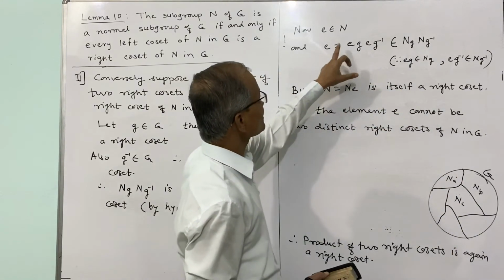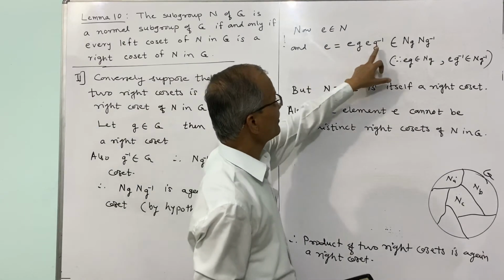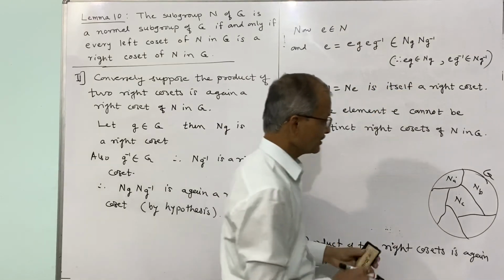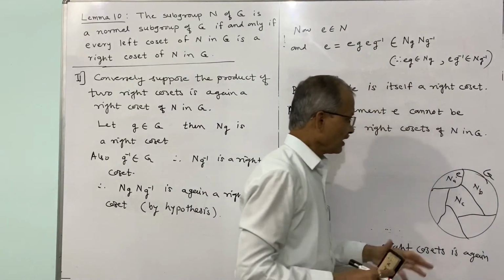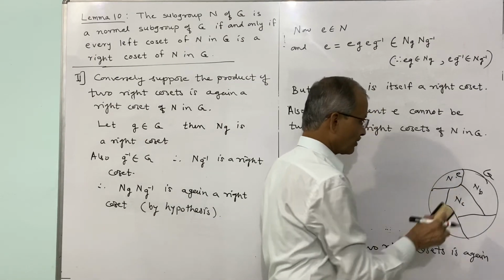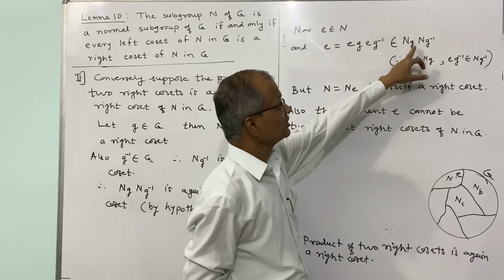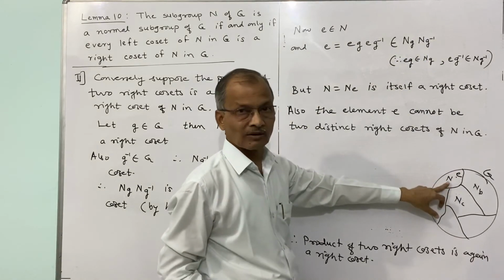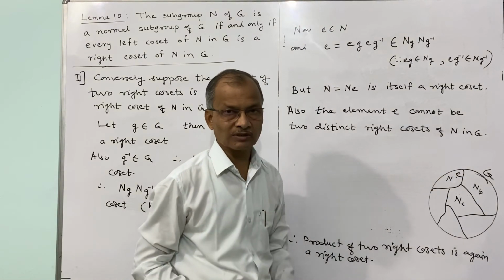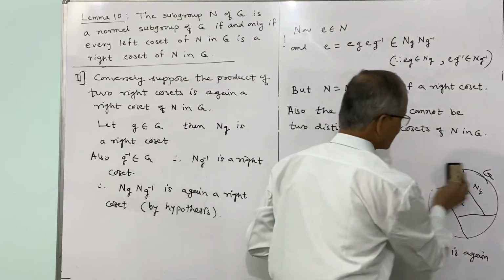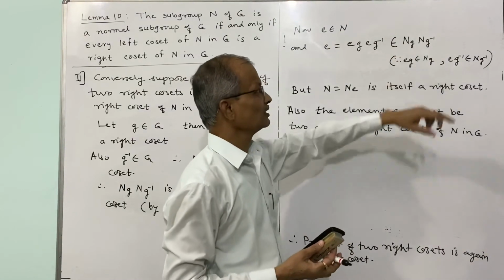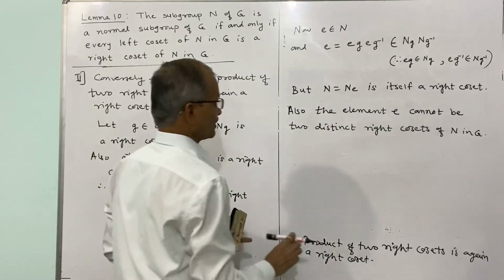And here E is an element in N, and E is an element in Ng inverse. So if E is in this right coset N, then this Ng inverse must be equal to N. A single element cannot be in two distinct right cosets, and thus we must have N equal to Ng inverse.